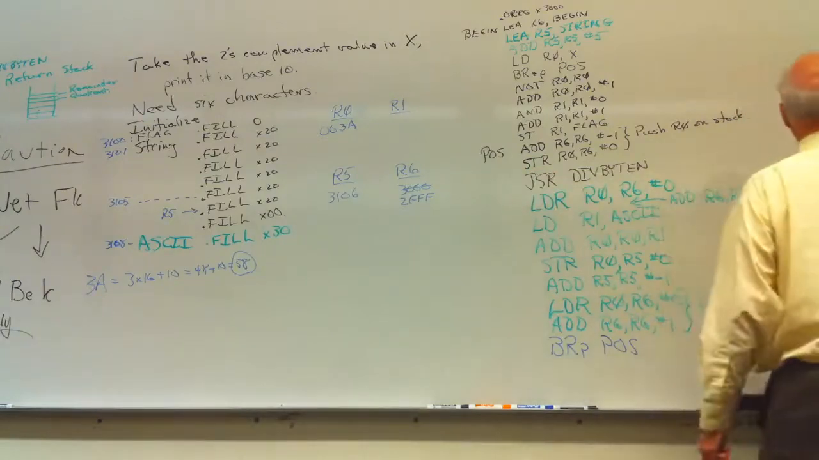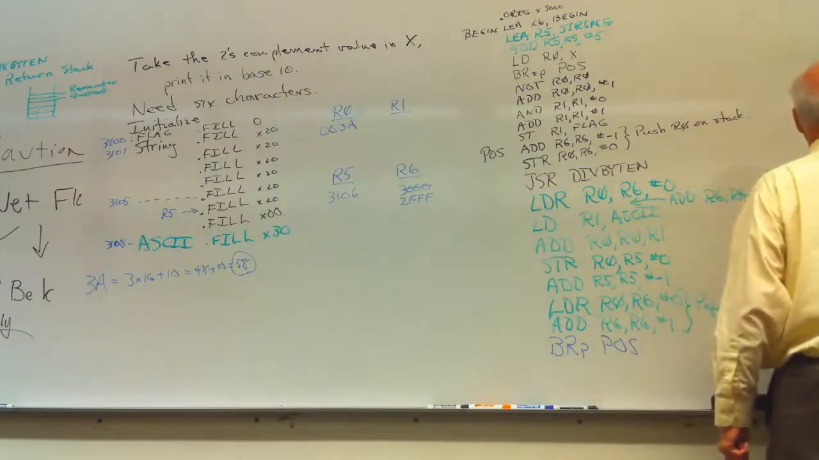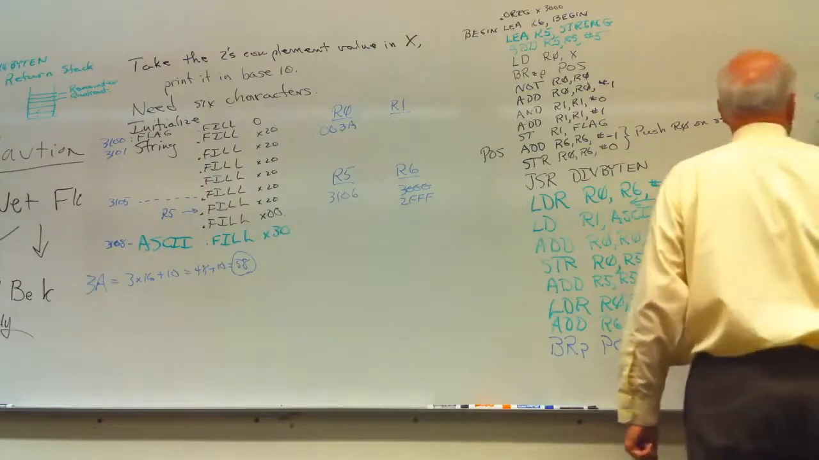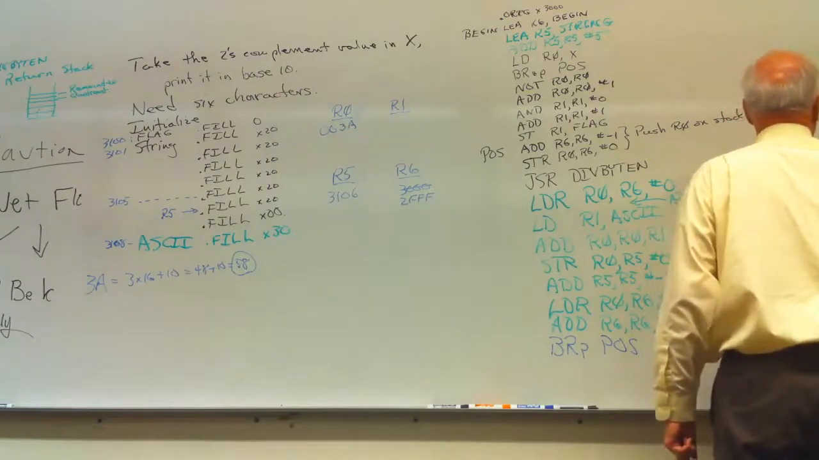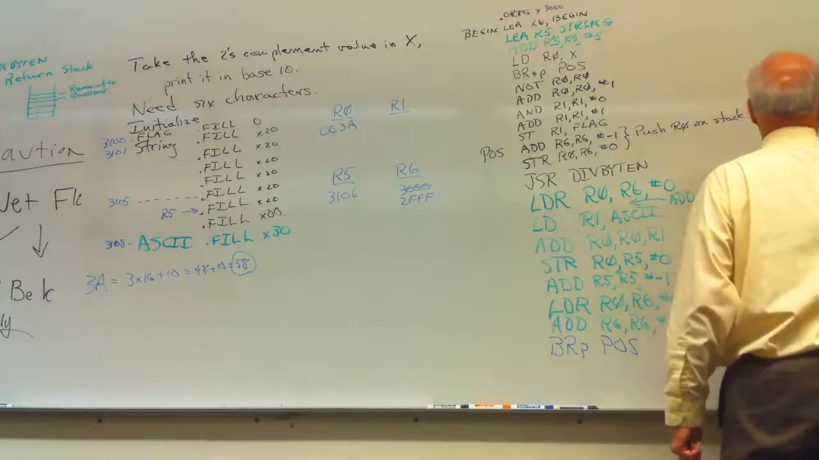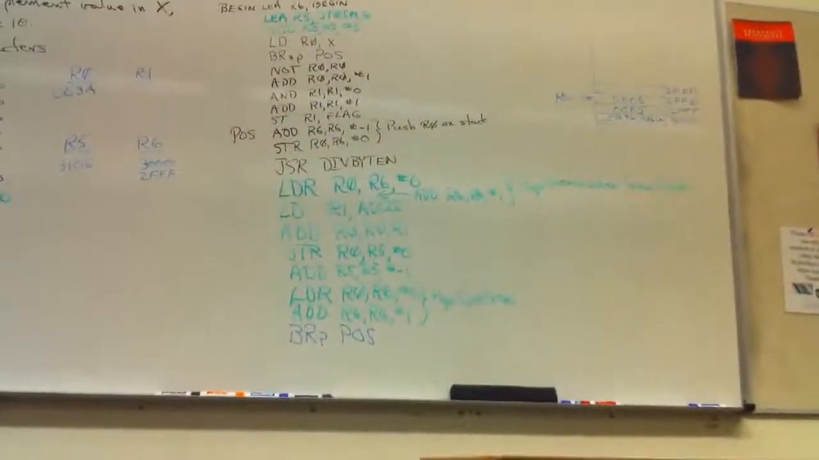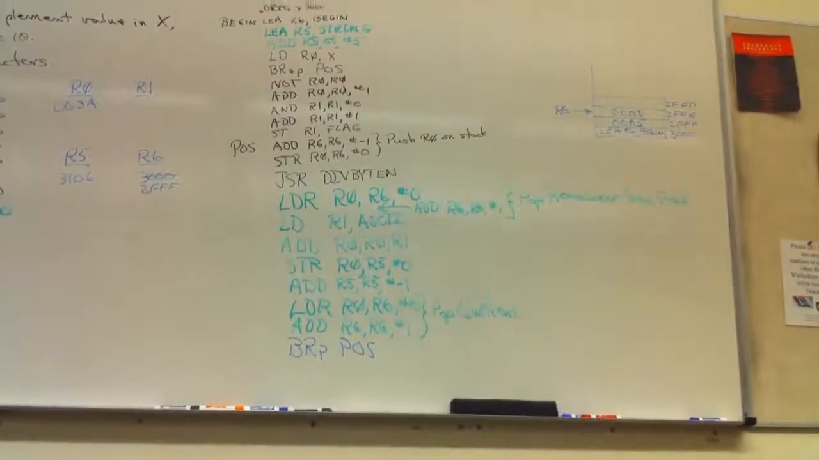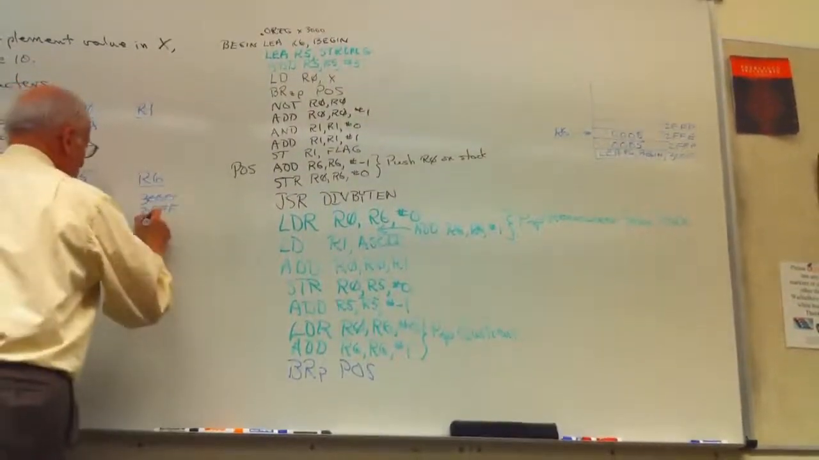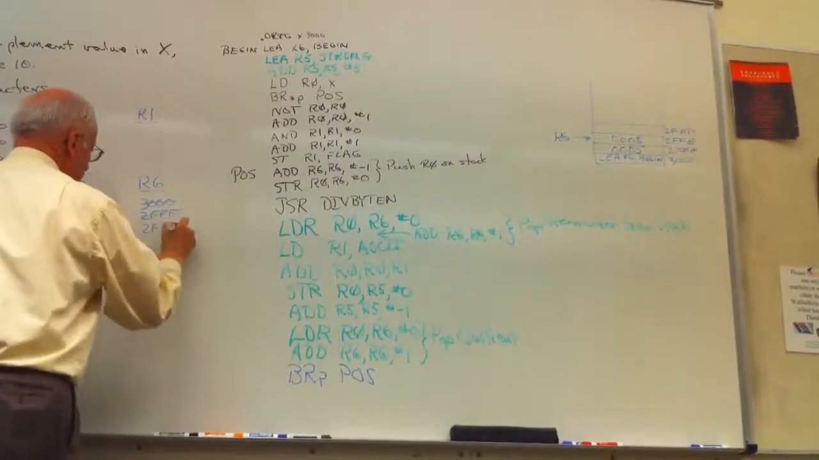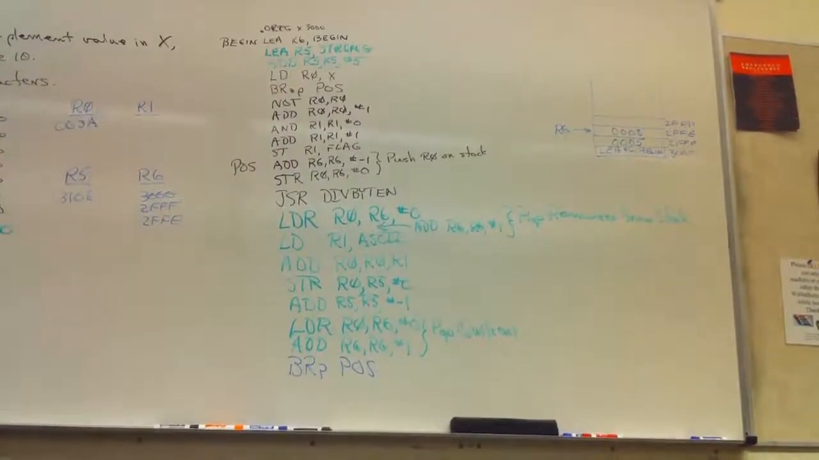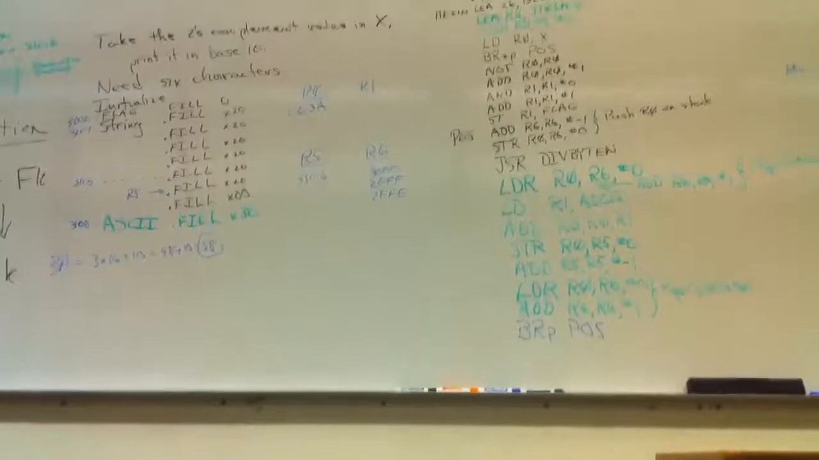And a remainder of 8. And when it comes back, it will have adjusted this stack pointer so that it's looking at the top of the stack, which is the remainder. So now, as I come back from the routine, what's actually in register 6 is 2FFE.